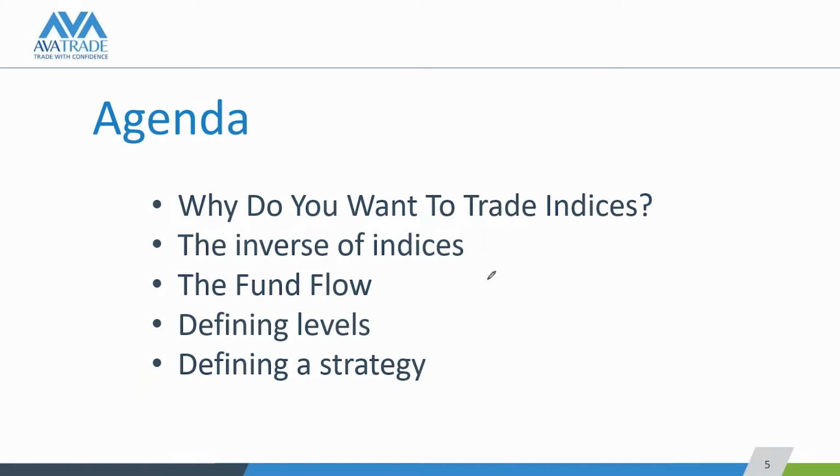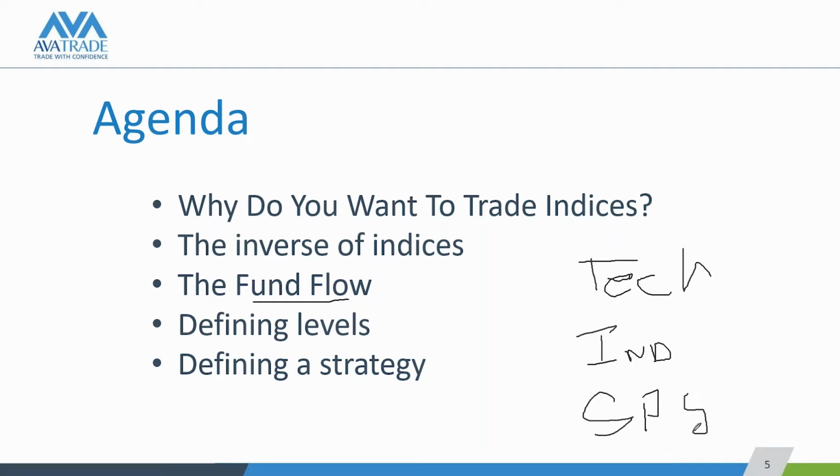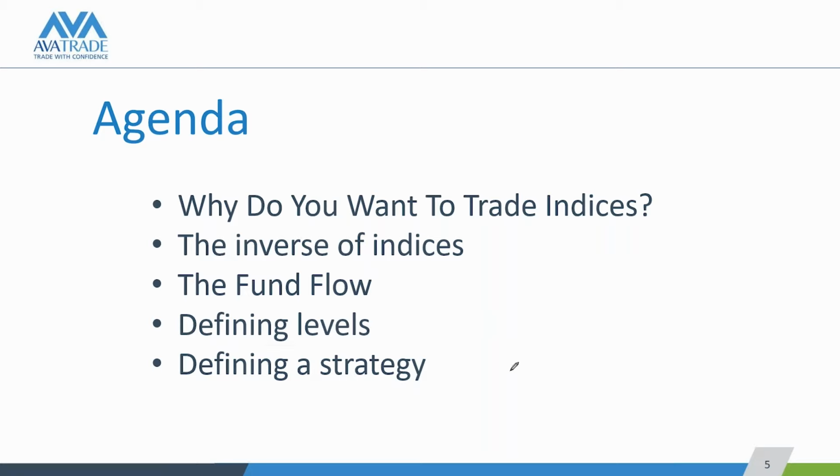So the fund flow we were talking about, I will repeat that. We will see whether tech is where the opportunity is currently, whether we should be looking at the industrial sector like the Dow Jones, or whether we should be looking at the overall market, which is the S&P 500. That is what we'll be talking about in terms of these three, where the opportunities are. And then finally, we'll be looking at defining the levels, what levels we would be looking at, and defining a strategy.